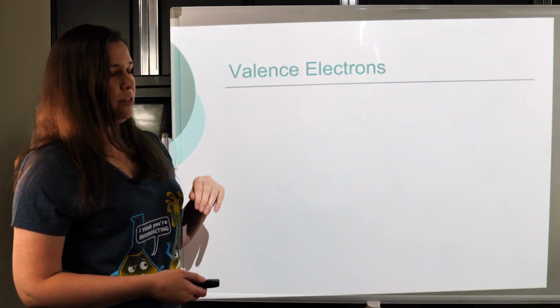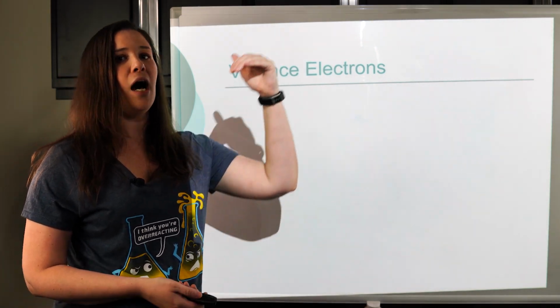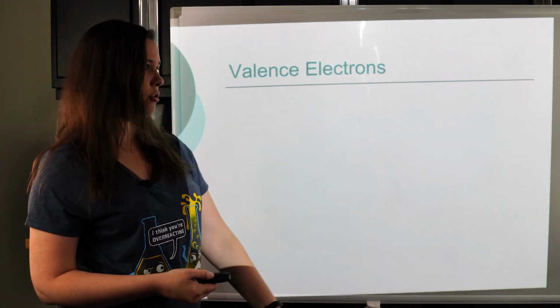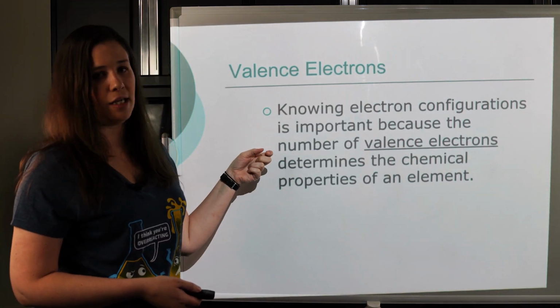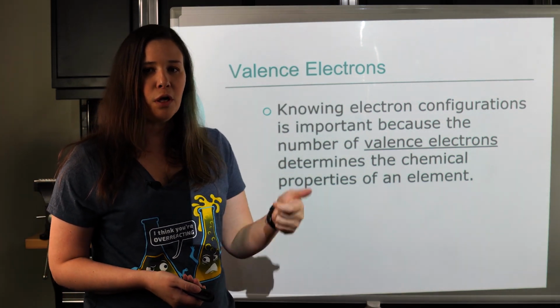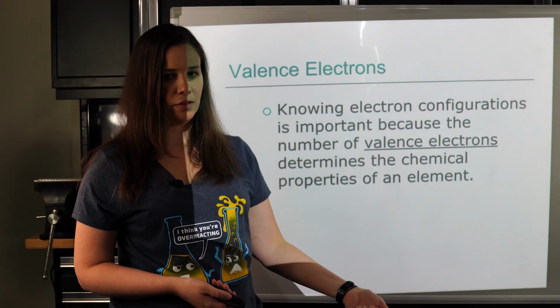So let's talk about valence electrons. Where do you find the valence electrons? Those would be the outermost electrons, the ones that are furthest away from the nucleus. Those valence electrons will determine the chemical properties of an element. The chemical properties are all about the bonding, and the bonding is all about the valence electrons.